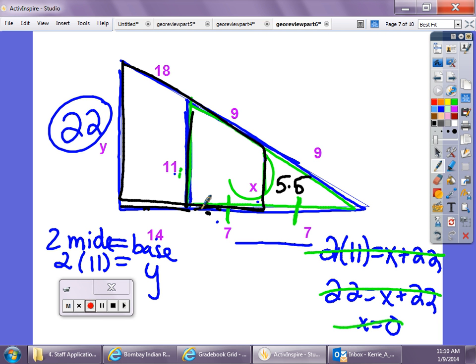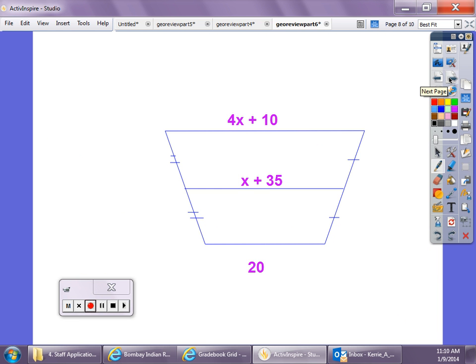Typically, when it's a triangle and it's the lines, you just keep doubling. So 5.5 times 2 is 11. 11 times 2 is 22. Okay? Sorry about that. All right. It pays for me to slow down and look at it carefully.